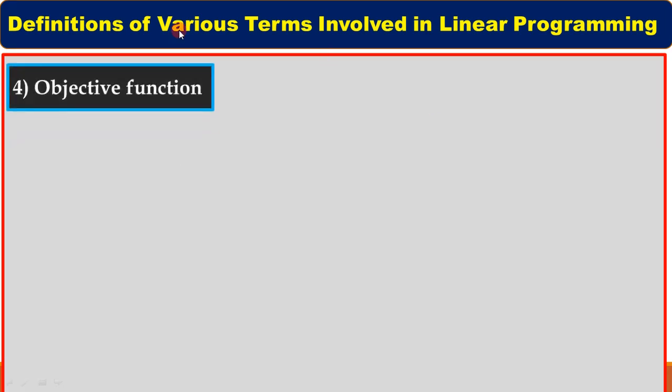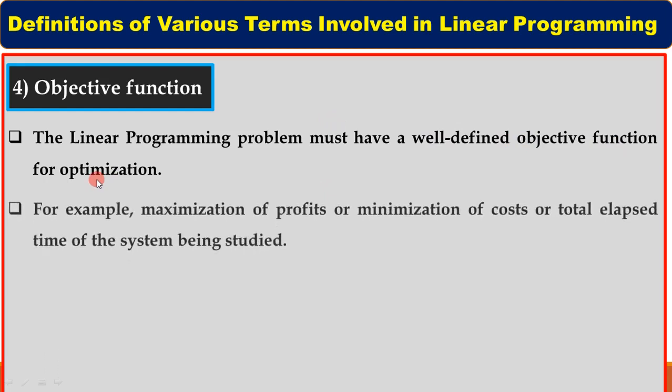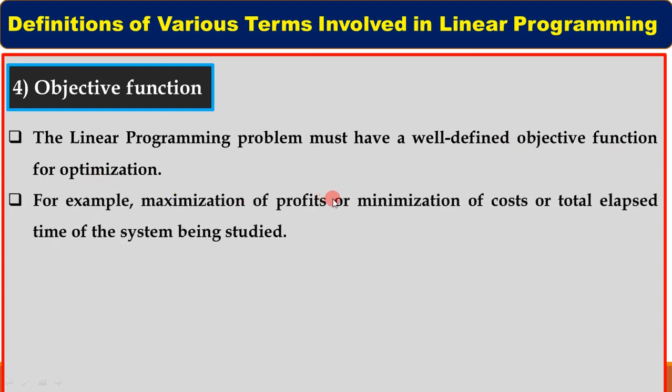Next is objective function. The linear programming problem must have a well-defined objective function for optimization. For example, maximization of profit is an objective function. Minimization of cost is also an objective function, or minimization of total elapsed time of the system would also be an objective function.